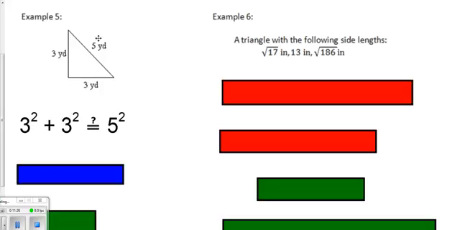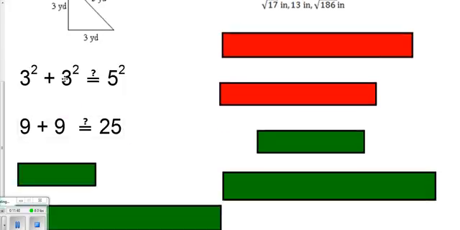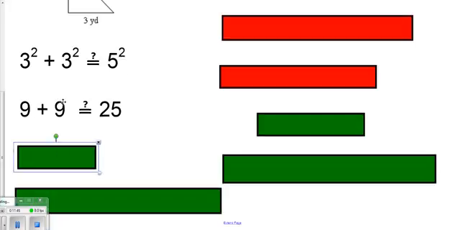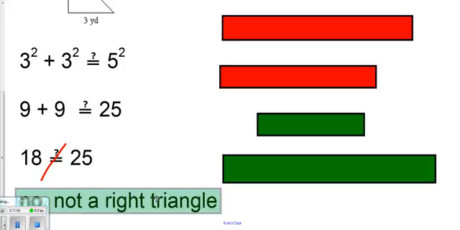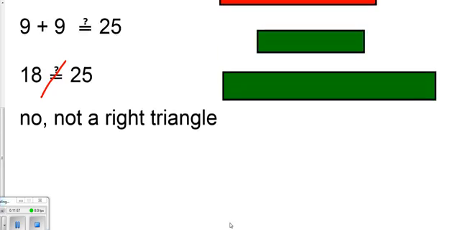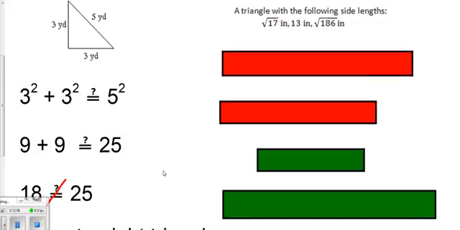The longest side here, 5 yards, has to be our c value. So we're saying, does 3 squared plus 3 squared equal 5 squared? Does it? We're not sure. That's why there's a question mark there. Simplifying those down, 3 squared is 9, 3 squared is 9, 5 squared is 25. So does 9 plus 9 equal 25? Well, 9 plus 9 is 18. Does 18 equal 25? Well, no, obviously it does not. So we would have to say, in this case, unfortunately, no, it is not a right triangle. We know that because a squared plus b squared does not equal c squared. So since it does not, it is not a right triangle.